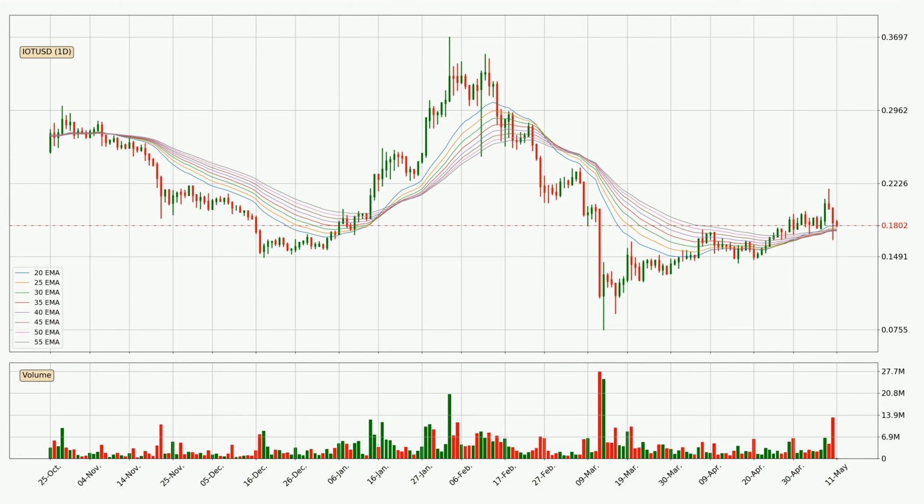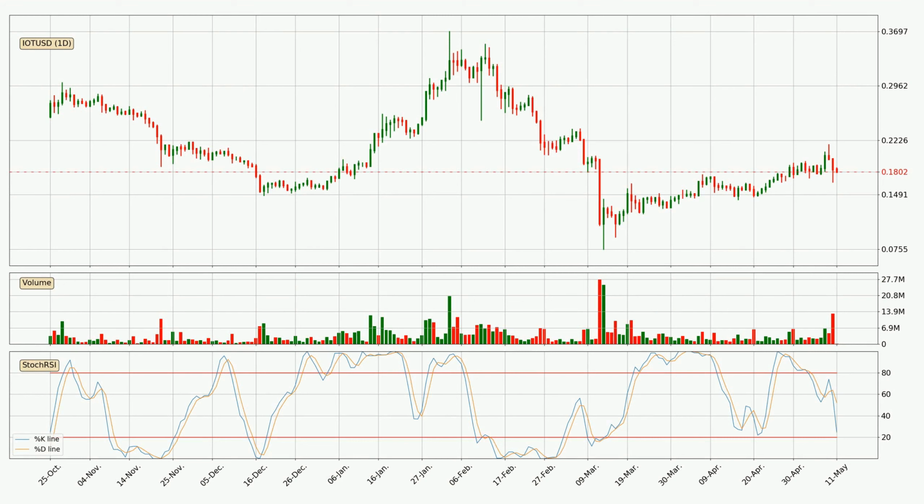Moving to the daily stochastic RSI, the stochastic RSI currently shows no overbought or oversold conditions, but the %K line is below the %D line, which means the current trend is on the downside.